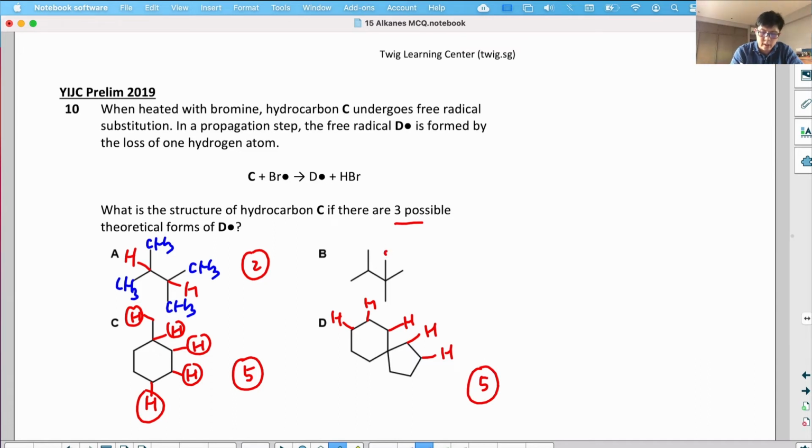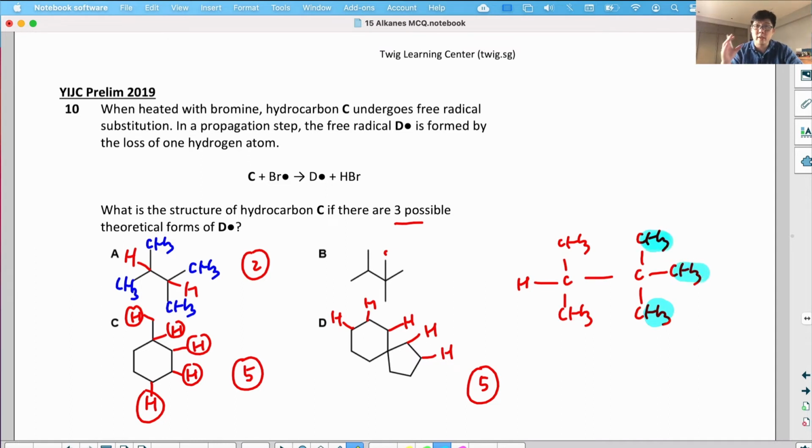Maybe I draw this out nicely. Hopefully you can see that replacing any of these H's, since all these CH3 are attached to the same carbon, gives you 1. The second one is replacing either of these, which gives 2 because of the symmetry. The last one is replacing this one here, 3. So there are 3 possible theoretical radicals.